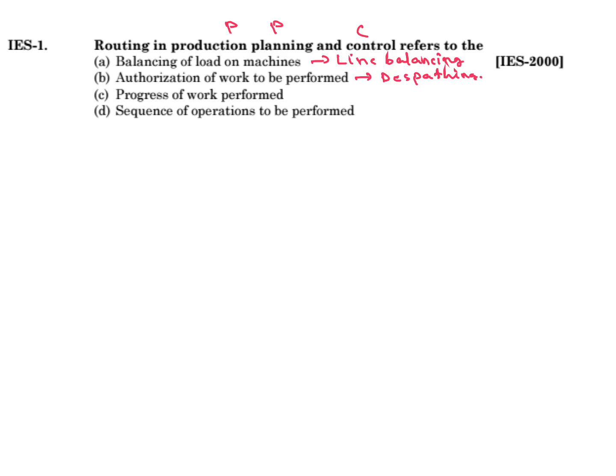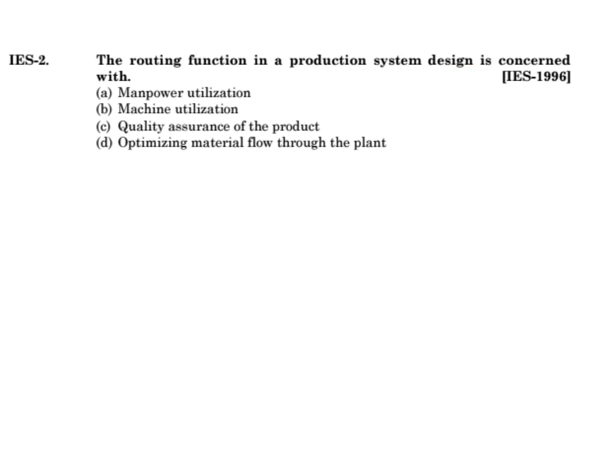Progress of work to be performed, no. Routing, sequence of operations to be performed. This is routing. The routing function in a production system design is concerned with manpower utilization, machine utilization, quality assurance of the product, no. Optimizing material flow through the plant. D is the answer.